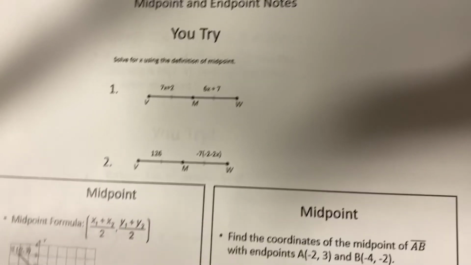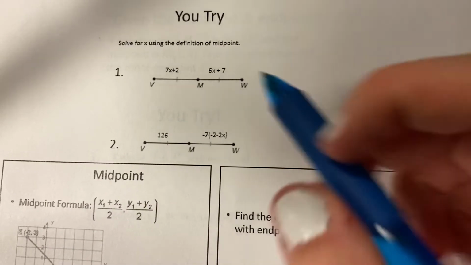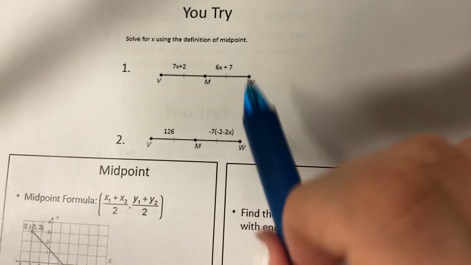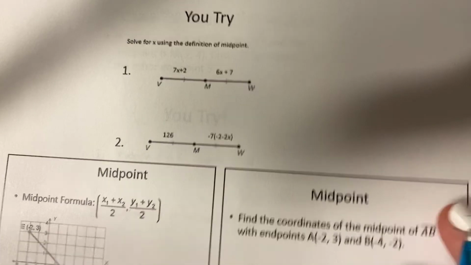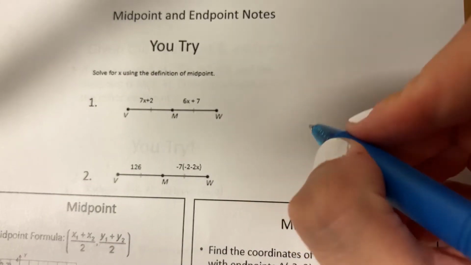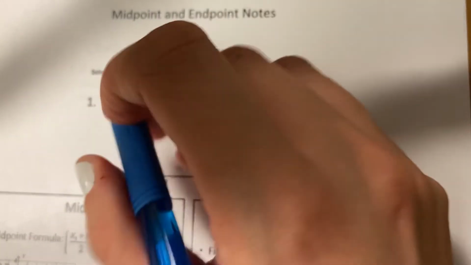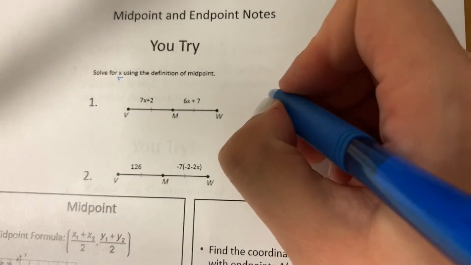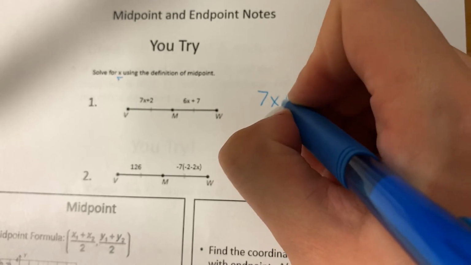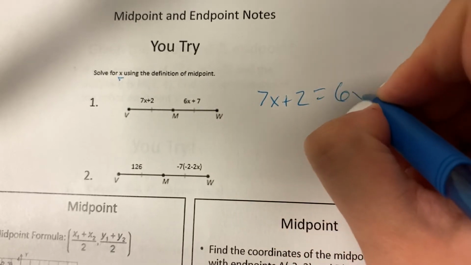Let's go on to you try. You can go ahead and pause it and try these next two on your own. All right, you're back. Hopefully you did both of these. Again, these are two expressions. It's saying just to solve for x, so we don't have to plug anything in. We're just solving for x. So when we do that, we're going to set them equal to each other, and we're going to solve.